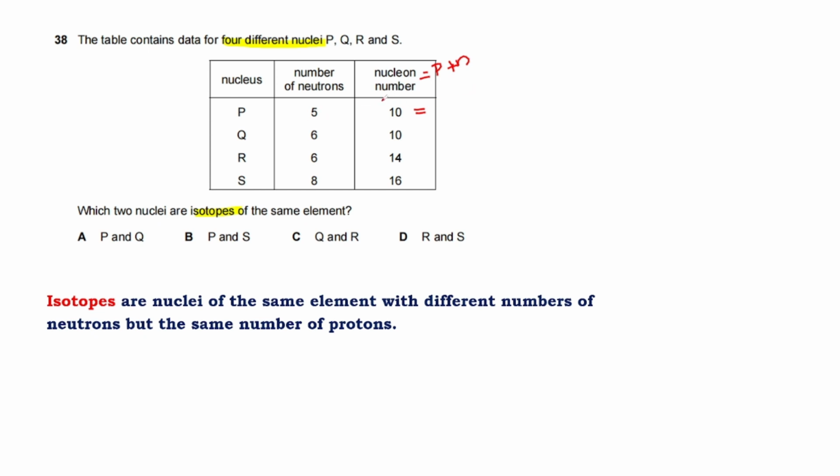Here it is 5 neutrons and nucleon number 10, which means 10 minus 5 is the number of protons. Here it is 10 minus 6, so 4, and here it is 14 minus 6, which is 8, and here 16 minus 8, which is also 8. So R and S have the same number of protons but different numbers of neutrons, which means that R and S are isotopes of the same element. So option D is the correct answer.